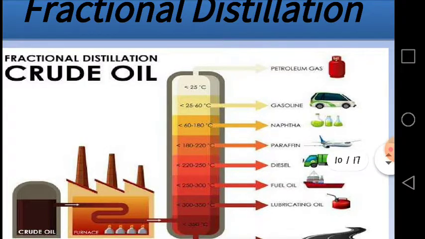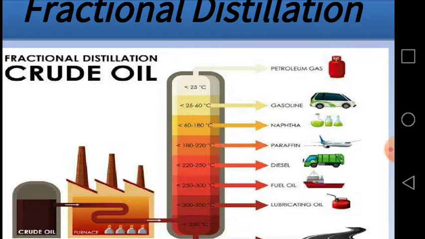The first stage of refining is primary distillation. Crude oil is a mixture of hydrocarbons which have boiling points ranging from 20 degrees centigrade to above 360 degrees centigrade. The process of fractional distillation is essentially a sorting process which separates the hydrocarbons into fractions on the basis of their boiling points, as I have discussed in the previous slide.